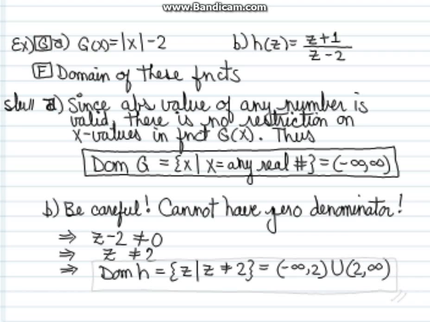We have open brackets at negative infinity and positive infinity because those are not real numbers. They always get open brackets. But we also have open brackets on the 2 on the left and the 2 on the right, because that indicates we're not including 2. That's the big hole that's missing. That's the only real number that's not included in the domain of h.